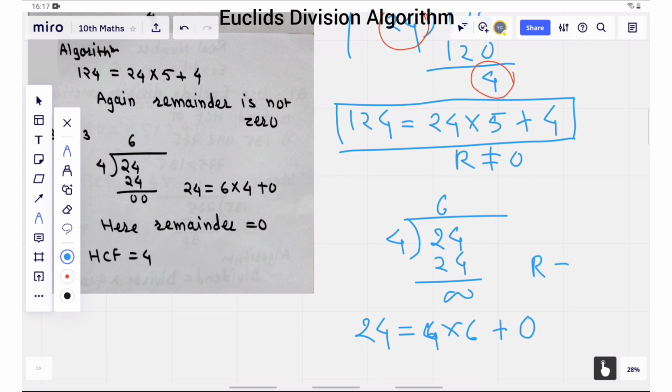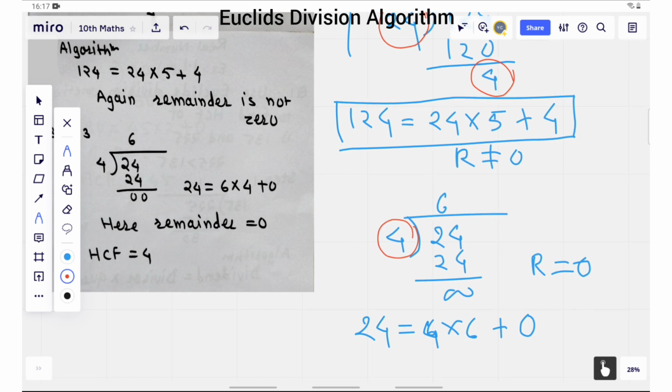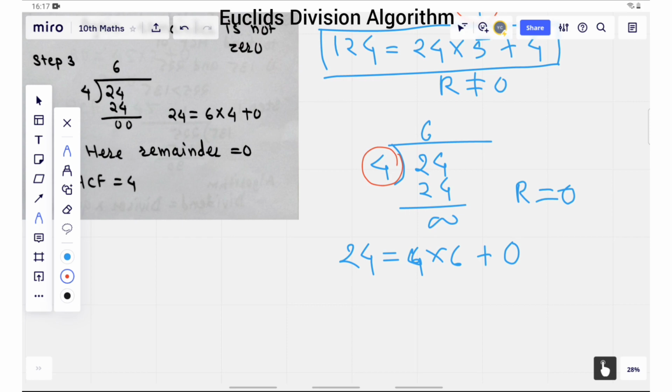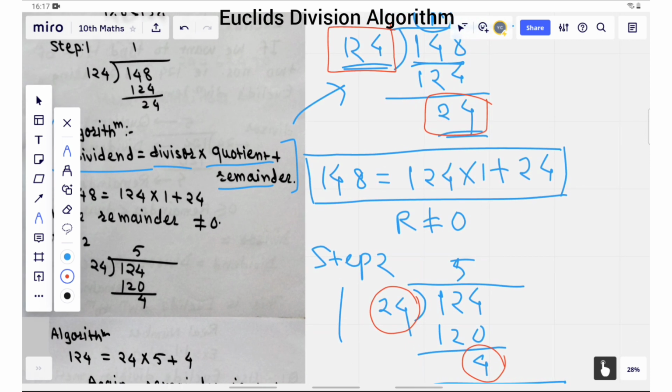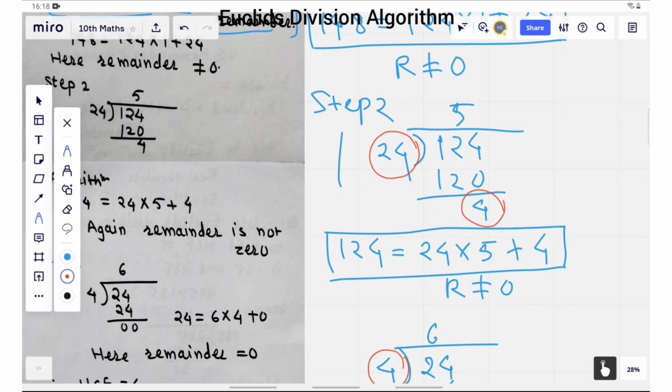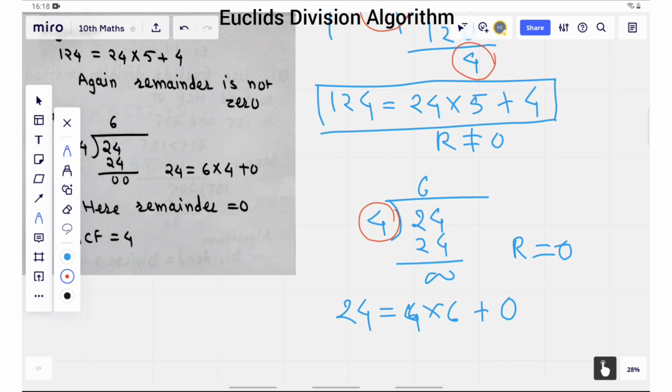So here we find that remainder is equal to 0, and whenever the remainder is 0, we have to take the divisor from that step, and that divisor is HCF of those two numbers. What are those two numbers? We are finding the HCF of which two numbers? That is 148 and 124. So HCF of 124 and 148 we got in the last step, that is 4. So I have to write here HCF is equal to 4.